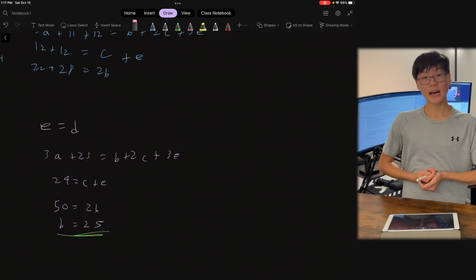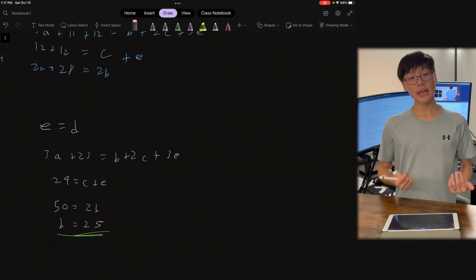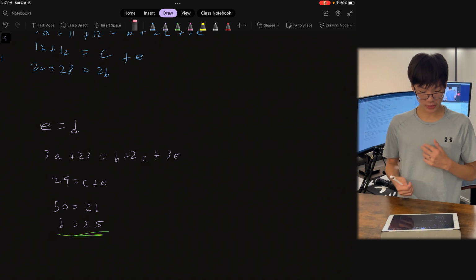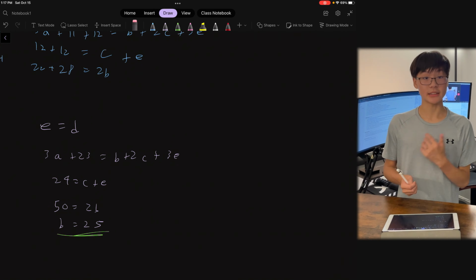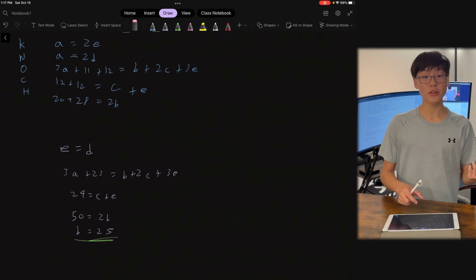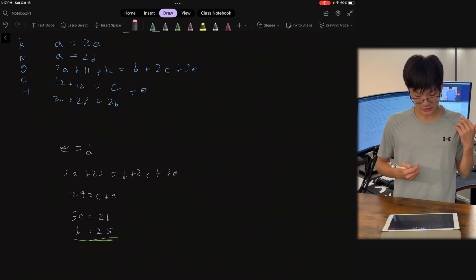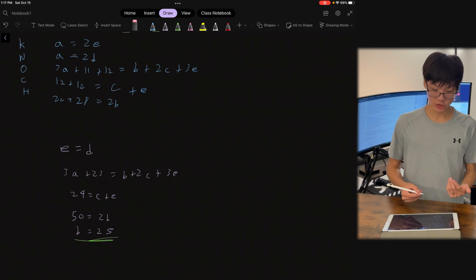And we want to find out our unknowns, right? So what we can do is plug in a common unknown, let's say D, for each of these unknowns. So for A, well, A is going to be equal to 2D.